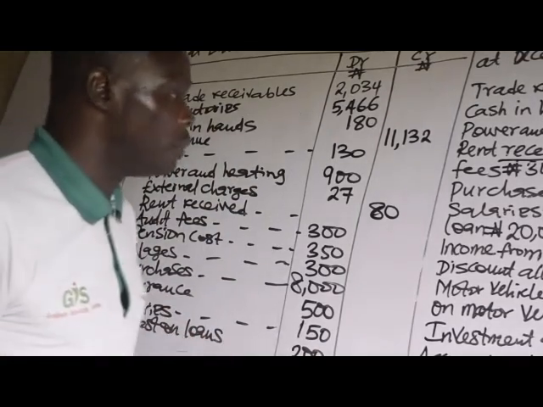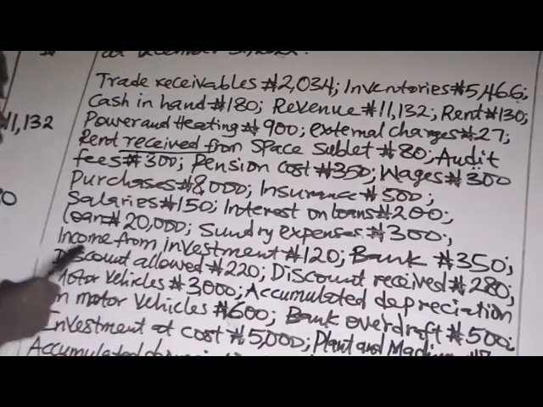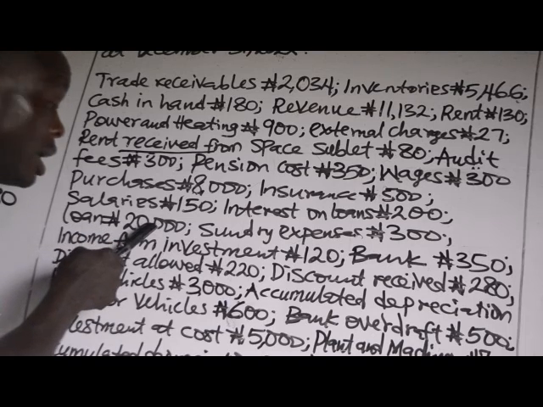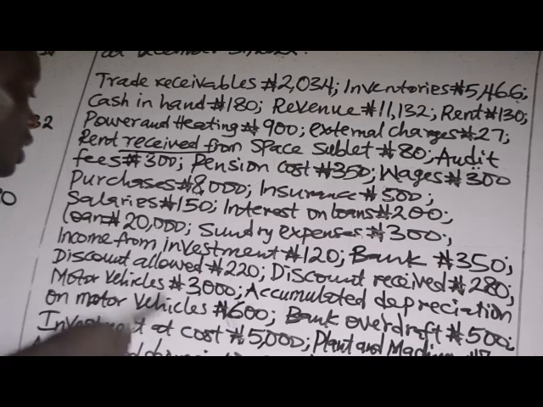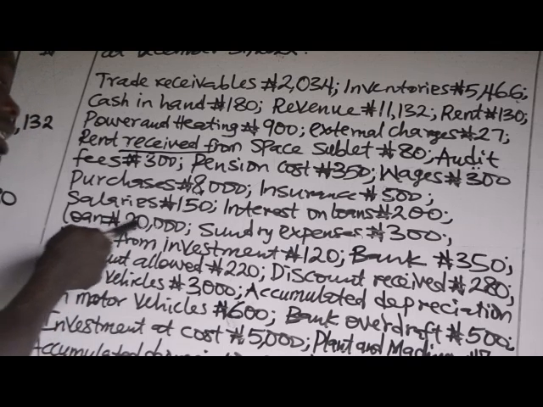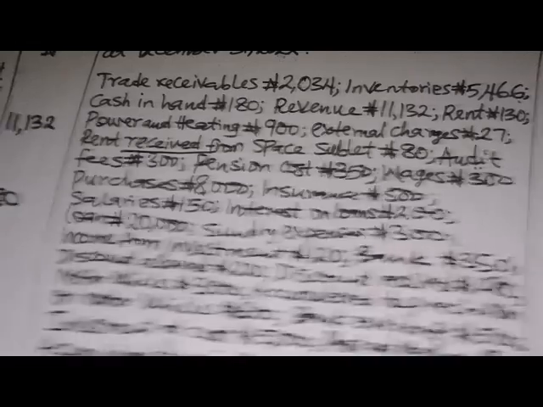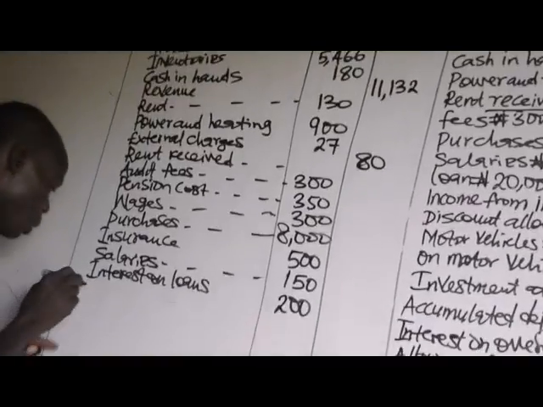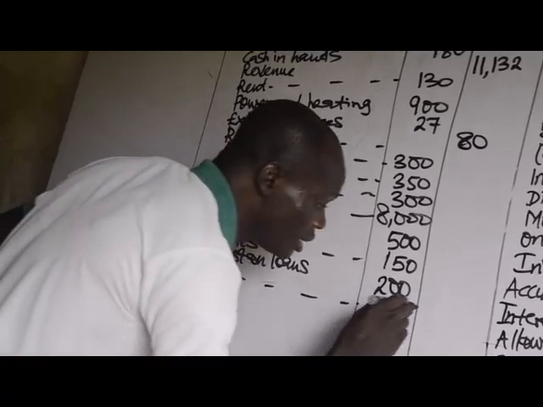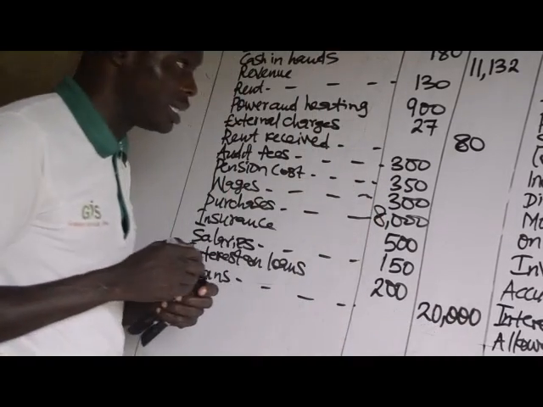Back to the question. After interest on loans of 200 naira, the next item is loans of 20,000 naira. Loans is a liability to the business. Being a liability, it should take a credit entry. Therefore, we credit the trial balance. Loans of 20,000 is a liability, and I've said that liability should be credited.